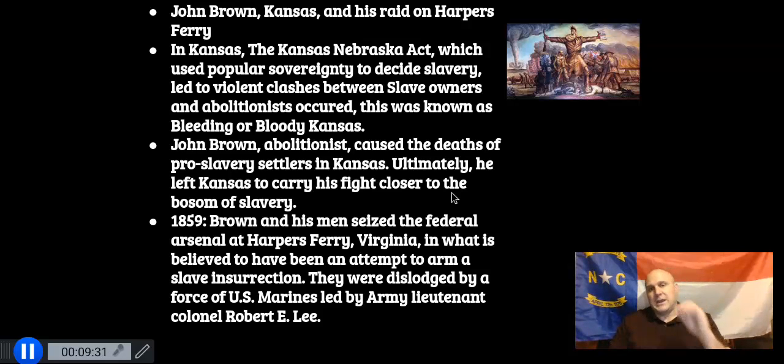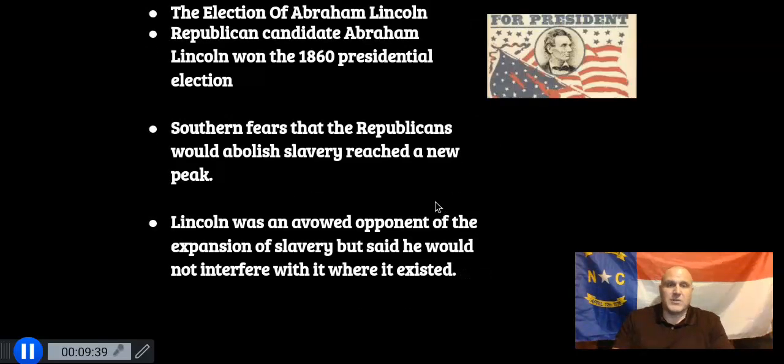You have the election of 1860 with Abraham Lincoln. Remember Abraham Lincoln? He wants to preserve the Union. Southerners don't believe that. They think he's going to get rid of slavery. Abraham Lincoln's not on any of the ballots in the southern part of the United States, but he still wins the presidency. And after Abraham Lincoln wins the presidency, says, hey, you can have slaves. If you have them, you can keep them. I don't want it to spread. Just don't break this union apart.